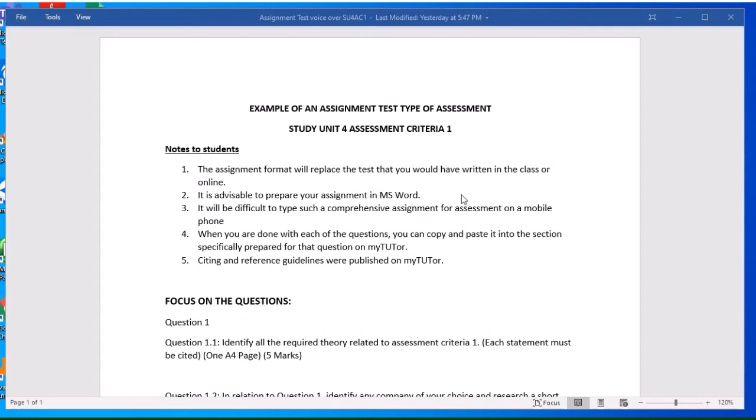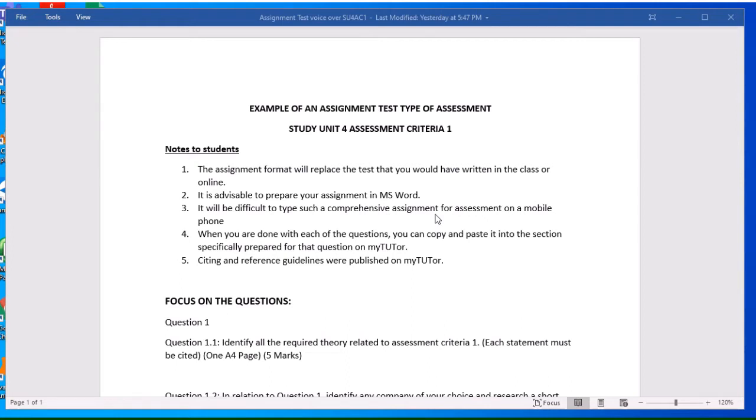It is advisable to prepare your assignment in MS Word. Now, it is very difficult to complete a comprehensive assignment on your mobile phone. I ask students to refrain from doing this on your mobile phone because your capability will obviously be limited, and we don't want that. At all times, see if you can use your laptop or a desktop computer. When you are done with the questions in MS Word, it is easy for you to copy and paste the answers into the specific sections required from you on MyTutor.